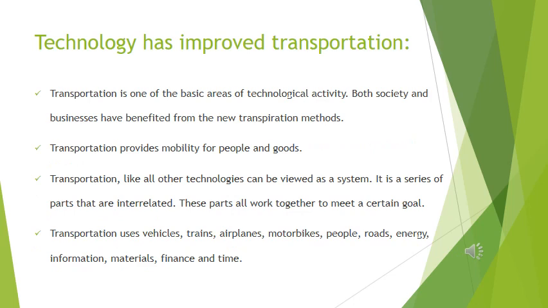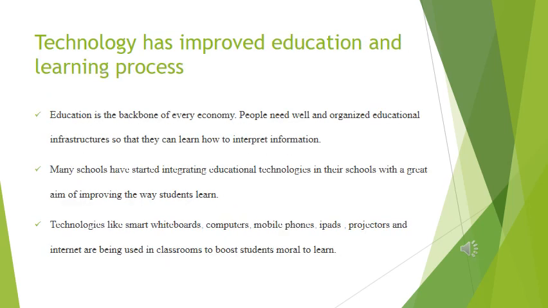Technology has improved transportation. Transportation is one of the basic areas of technological activity. Both society and businesses have benefited from the new transportation methods. Transportation provides mobility for people and goods. Transportation, like all other technologies, can be viewed as a system. It is a series of parts that are interrelated. These parts all work together to meet a certain goal. Transportation uses vehicles, trains, airplanes, motorbikes, people, roads, energy, information, material, finance, and time.